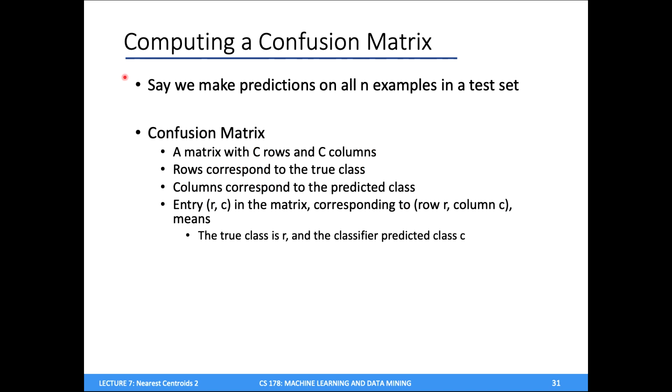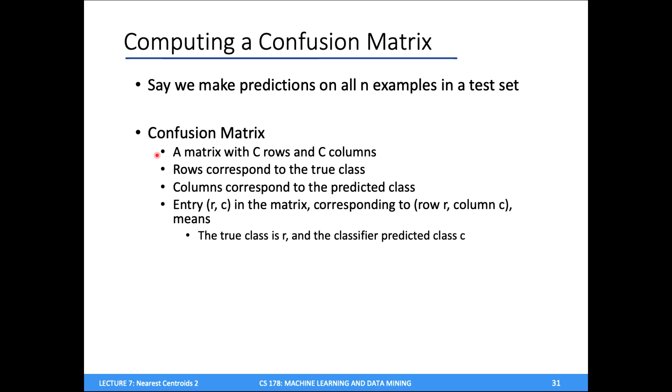Oftentimes, computing just the accuracy of my classifier is too simple of a method for really assessing how my model is doing. So I'm going to introduce a new concept here called a confusion matrix. The idea is as follows. Let's say we've trained a model, fit it on our training data, then made predictions on all, say, n examples in some testing set. This could be a validation set, or a true testing set, some held out data.